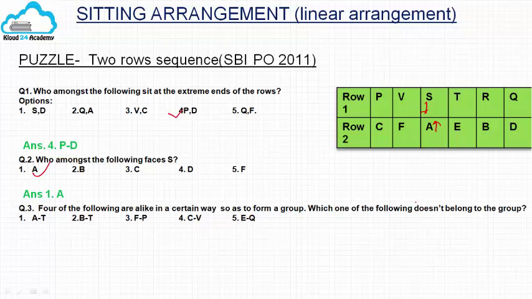Four of the following are alike in a certain way so as to form a group. Which one of the following doesn't belong to the group? A, T. So A and T are like this. B, T are also like this. F, P is also like this. C, V is also like this. E, Q is a bit different. All were diagonally opposite, but this was a bit extreme. So E and Q is the answer.